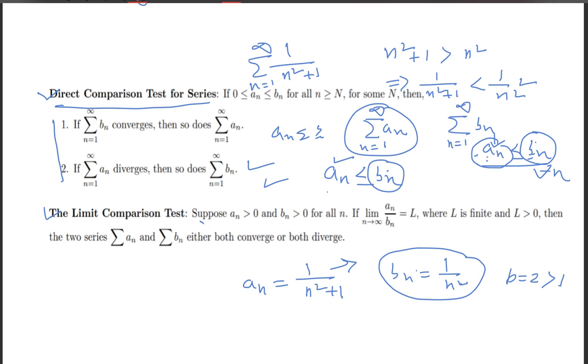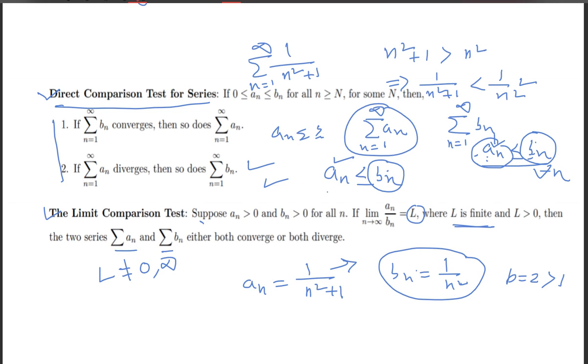So now, what is the limit test? If limit n tends to infinity, an by bn is equal to some finite value L, where L is not equal to 0 and infinity, some other value. In that case, either both are convergent or both are divergent.